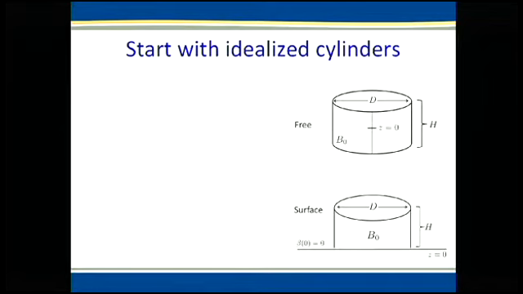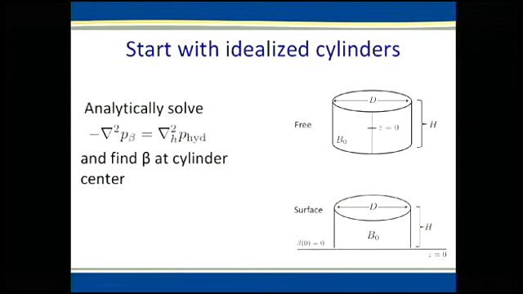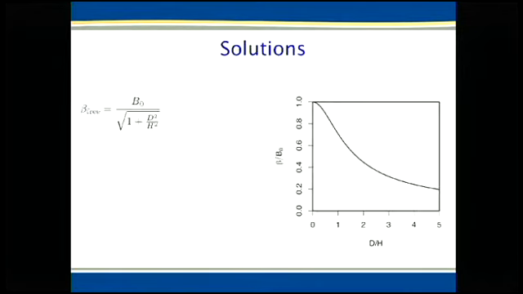And what I'm going to do is borrow some methods from physics and use a method of Green's functions to analytically solve this equation and find the effective buoyancy at the center of the cylinder. So this is what we get for the free cylinder. The effective buoyancy is just a function of the Archimedean buoyancy and the aspect ratio of the cylinder.